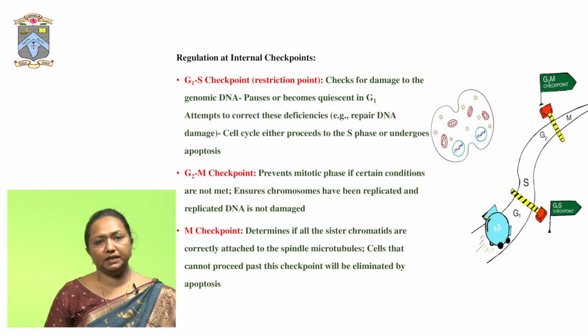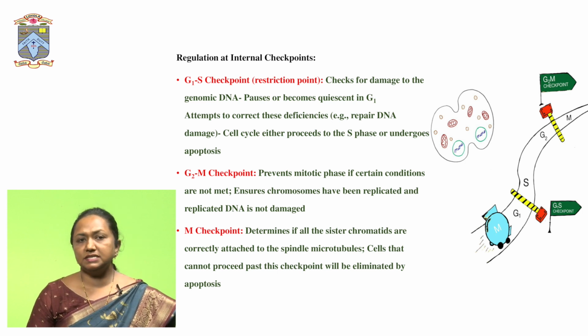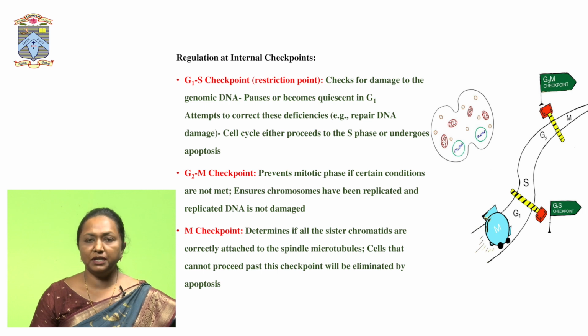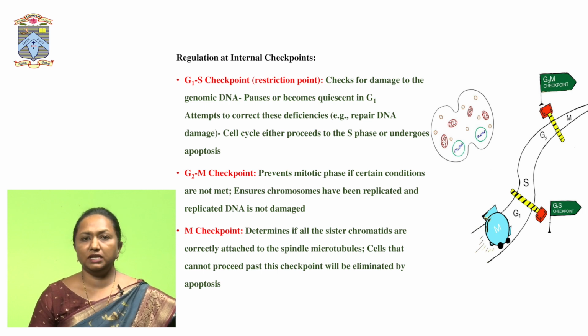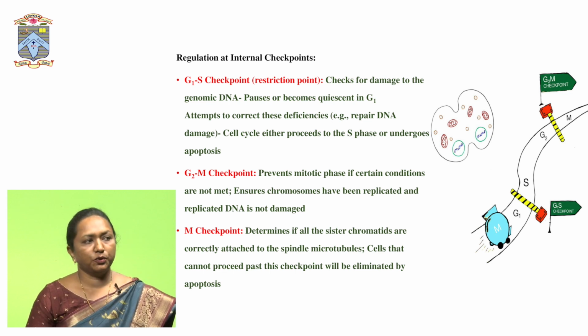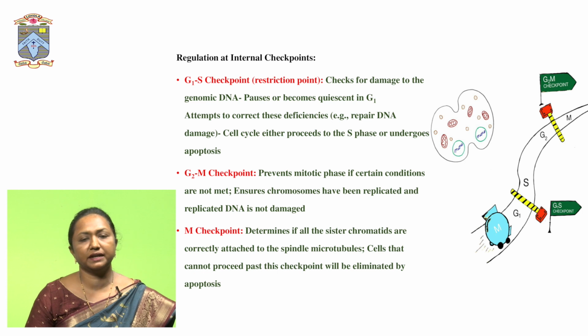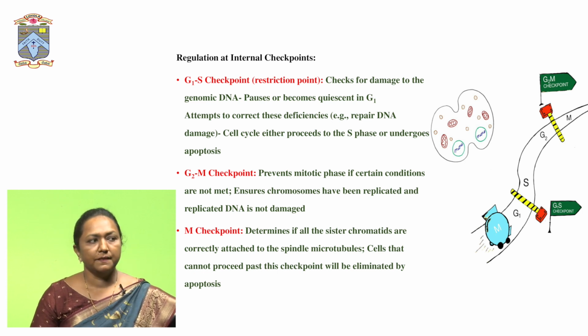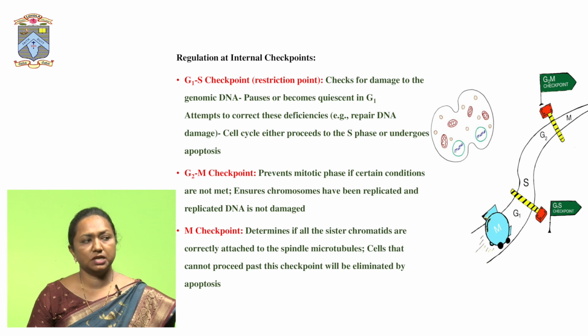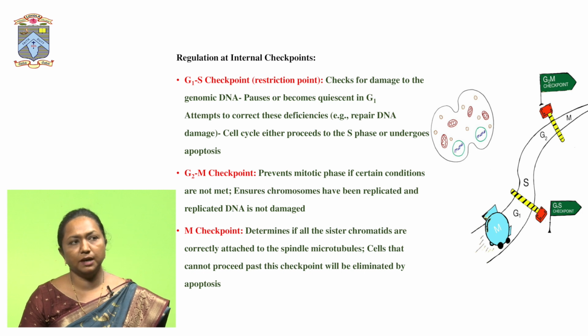If any replicated damaged DNA is found, it is subject to repair. The cell will repair any deficiencies. The cell will either undergo a quiescent stage or senescence, or the cell proceeds further after repair. The M checkpoint determines that all the sister chromatids are correctly attached to the spindle microtubules. The cells that cannot proceed past this checkpoint will be eliminated by a programmed cell death process called apoptosis. To conclude, the cell cycle is a series of events that occur for the cell to grow, multiply and develop its population.